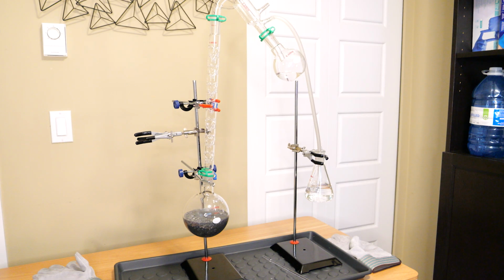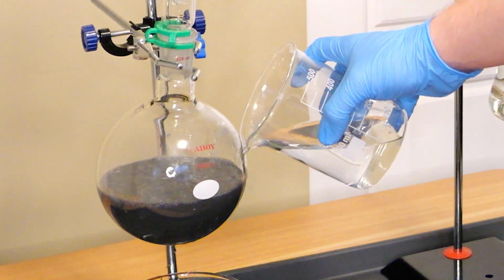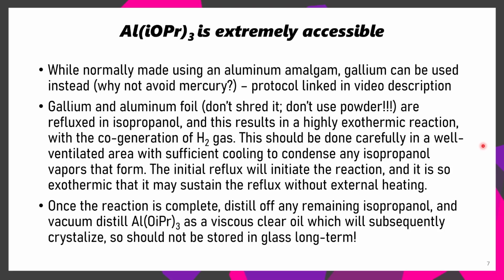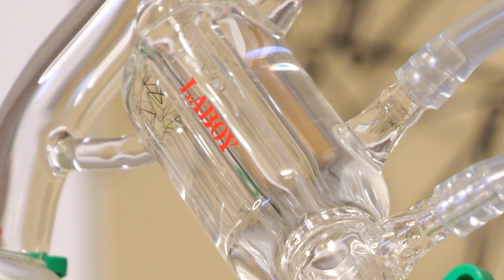Additionally, this is a super exothermic reaction, and once that reflux gets going, it's so exothermic that it will self-reflux, and you need to have extremely sufficient cooling in order to remove all the heat. In addition, because the aluminum is reacting with isopropanol, the OH group ends up liberating half an equivalent of hydrogen for every molecule of isopropanol. So this will also generate hydrogen gas as the reaction proceeds, which means that it must be done in a well-ventilated area.